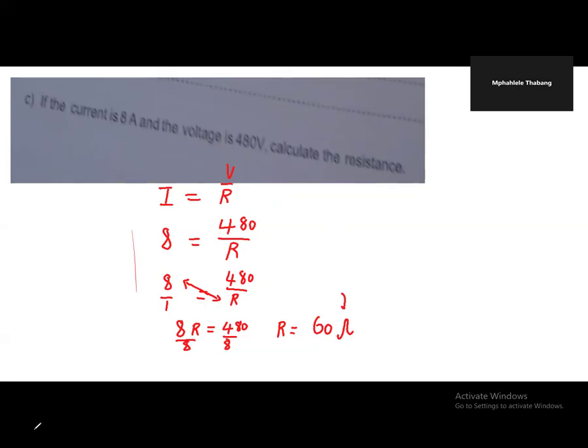So from here we go to worksheet B, activity 2.